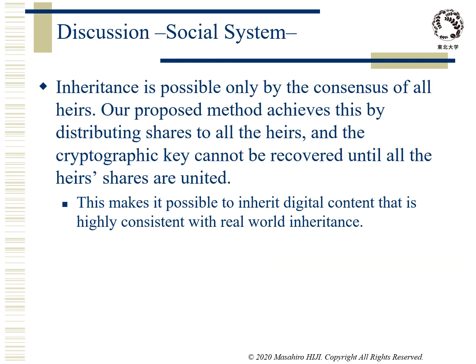The next is consistency with social institutions. Inheritance is possible only by the consensus of all heirs. The proposed mechanism achieves this by distributing shares to all the heirs, and the cryptographic key cannot be recovered until all the heirs' shares are united. This makes it possible to inherit digital content in a way that is highly consistent with real-world inheritance.